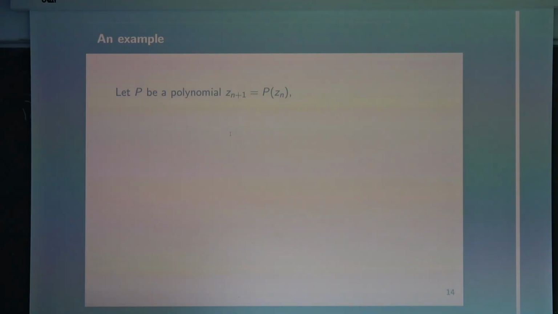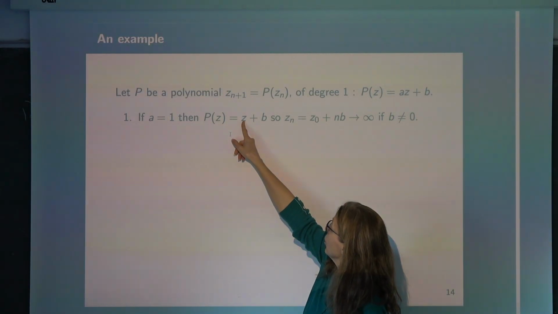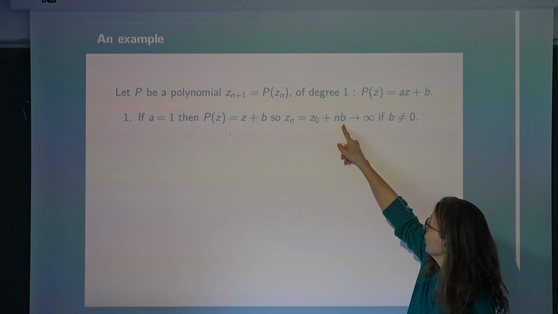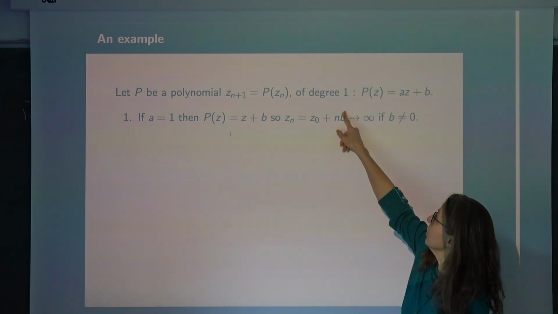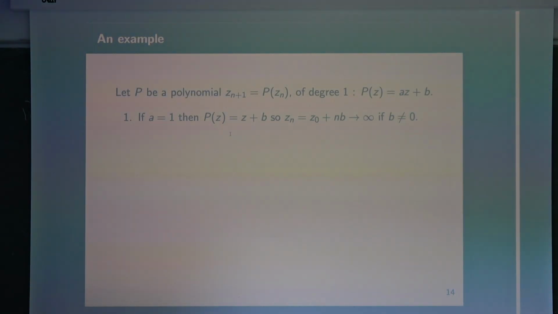Okay. So now maybe you want to see some examples. For the rest of the talk I will stay with polynomials. It's enough. And I will start with polynomials of degree 1, so let's do some calculus. I think you know all this, but then you have some idea. If a is equal to 1, then P is just a translation. So if you iterate, you translate by nb. So this is going to infinity, except if b is equal to 0. So b equals 0 is just the identity. So any point converges to infinity.